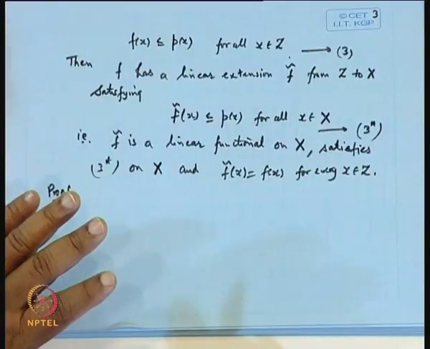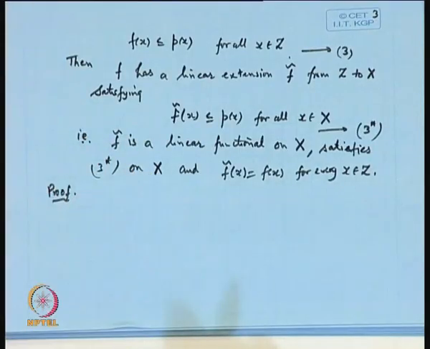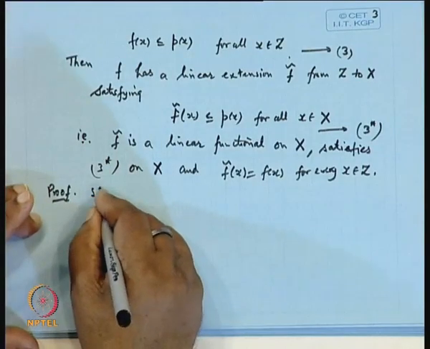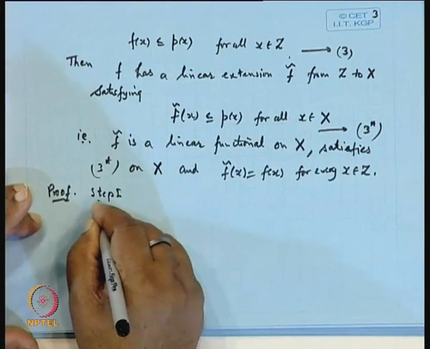So, in the second step, we will prove that this F delta which we are getting is defined on the entire space X. And in establishing this, we need a certain auxiliary relation, so that we will show in the last step, that is step 3. So, the proof of this will be divided into 3 steps.